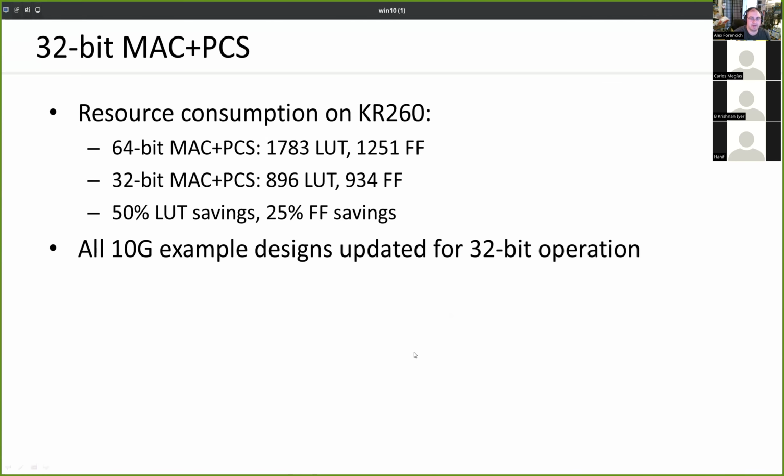Yeah, so I did it on the KR260, and you can see a pretty significant savings: 50% LUT savings and 25% flip-flop savings, just with the MAC and PCS core itself. So, all of the 10 gig examples were updated for 32-bit, but what I want to do is take everything that has an option for 10 gig or 25 gig and make the 10 gig version use the 32-bit MAC and PCS. So that's on my to-do list.